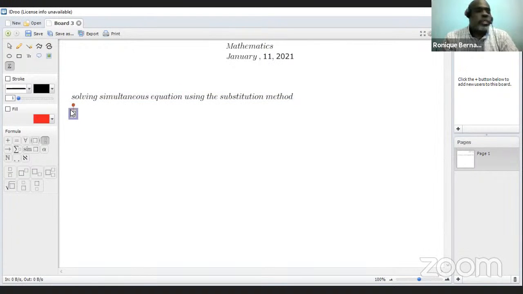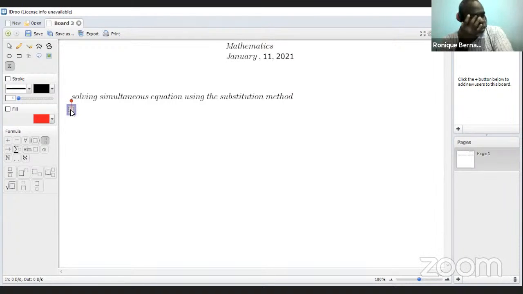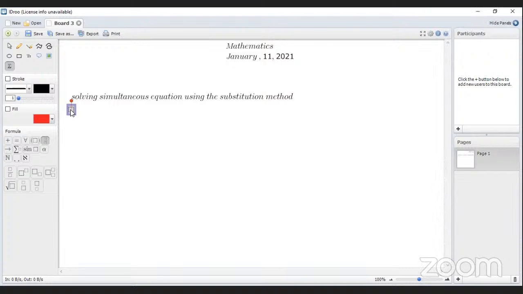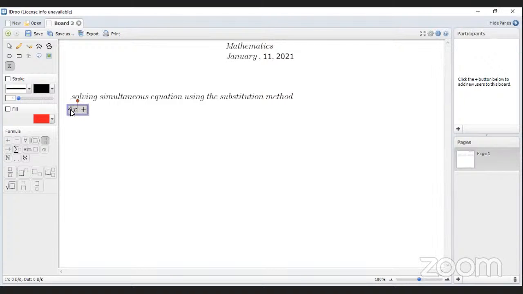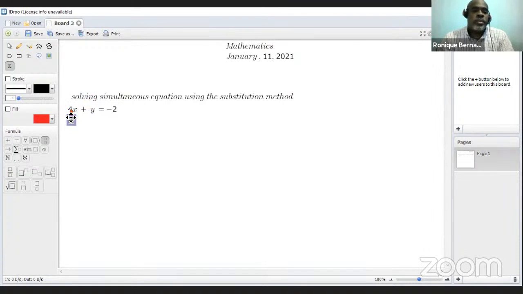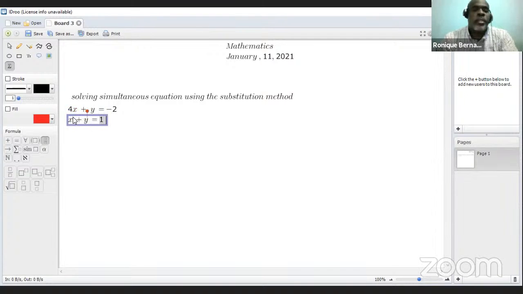All right. What is it now? Go ahead and read it for me now. Shani? Yeah, go ahead now, Shani. What is it now? No, give me the question. Oh, 4x plus y equals -2. And the other one, x plus y equals 1. Okay. All right, tell me what you did now.